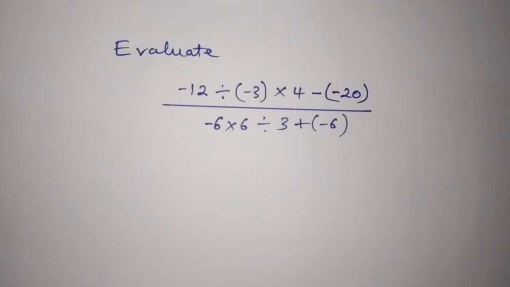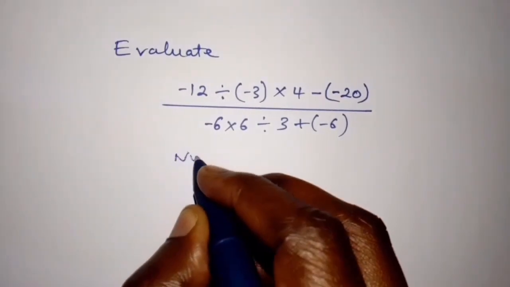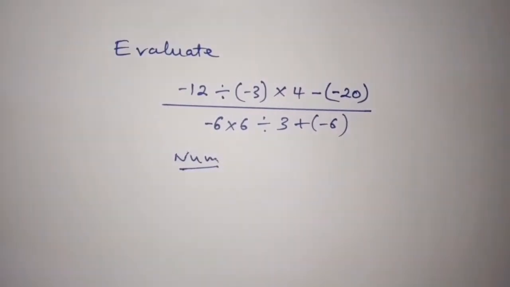Evaluate negative 12 divided by (negative 3 times 4) minus (negative 20) over negative 6 times 6 divided by 3 plus (negative 6). So first of all, we deal with the numerator.